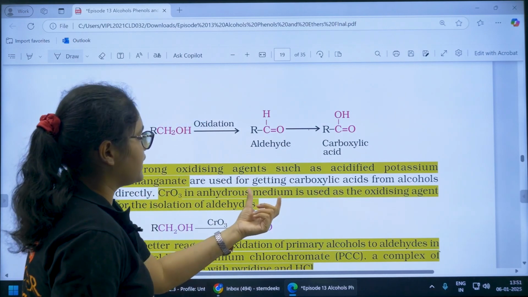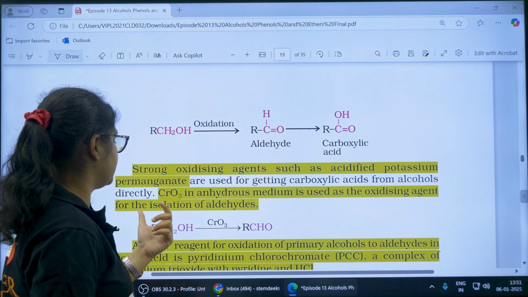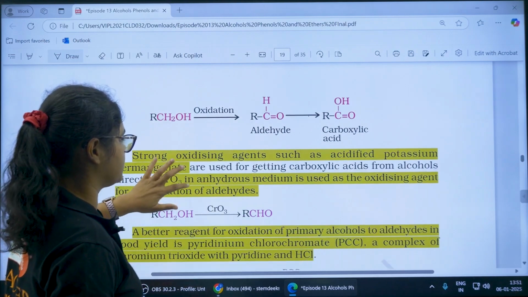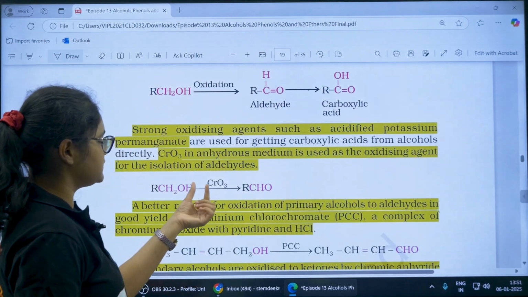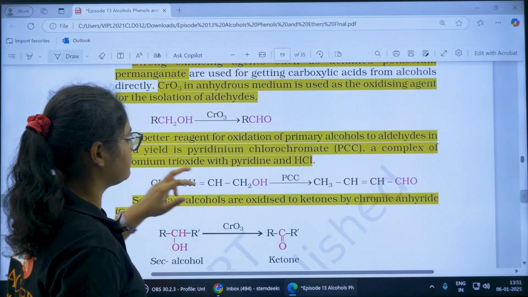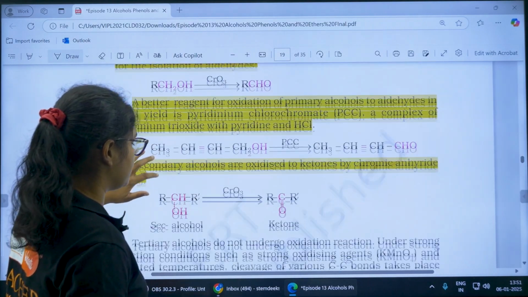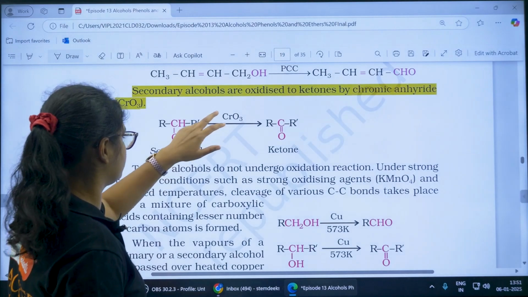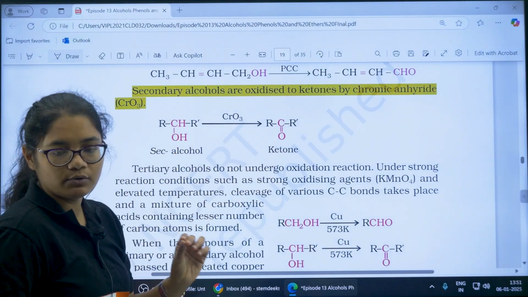Now CrO3 in anhydrous medium is used as an oxidizing agent for the isolation of aldehydes. You can just see the reagents here. CrO3 will convert alcohols to aldehydes. Similarly, you have PCC for this one. Then you can use CrO3 on secondary alcohols, which will give you ketones.